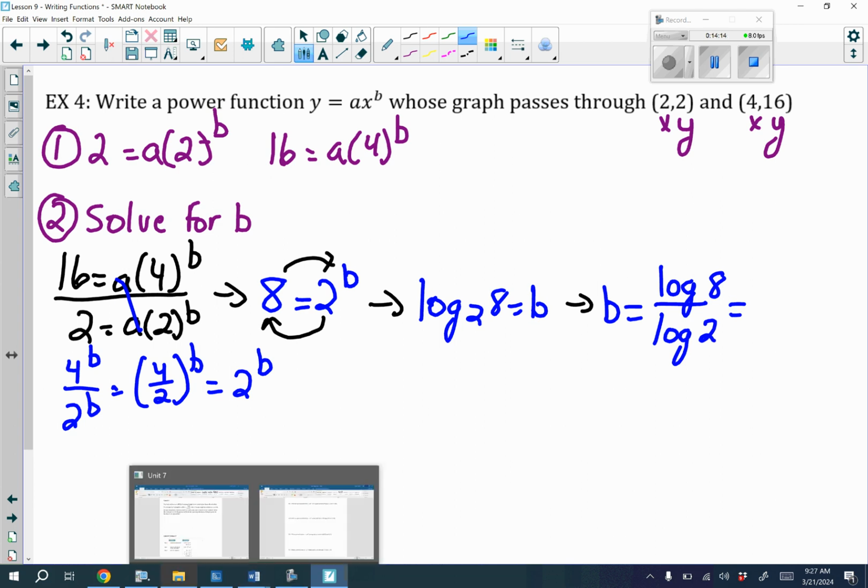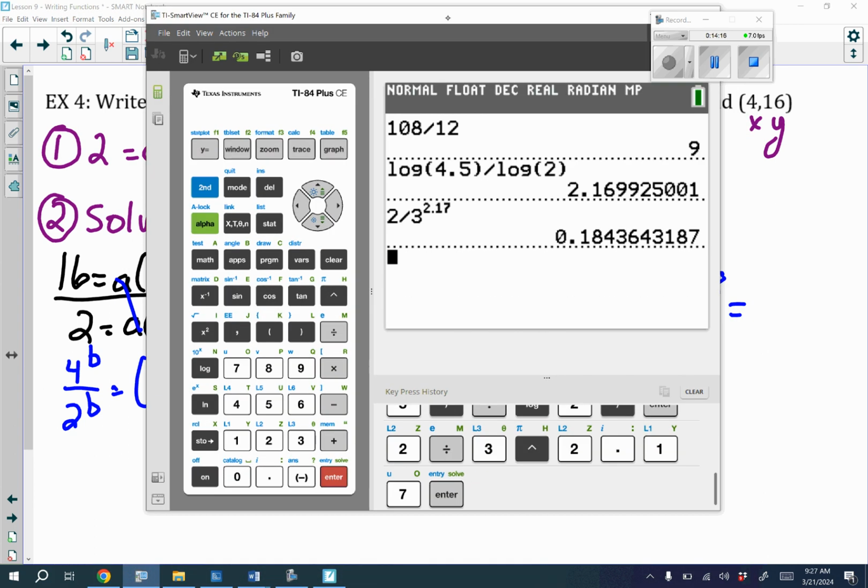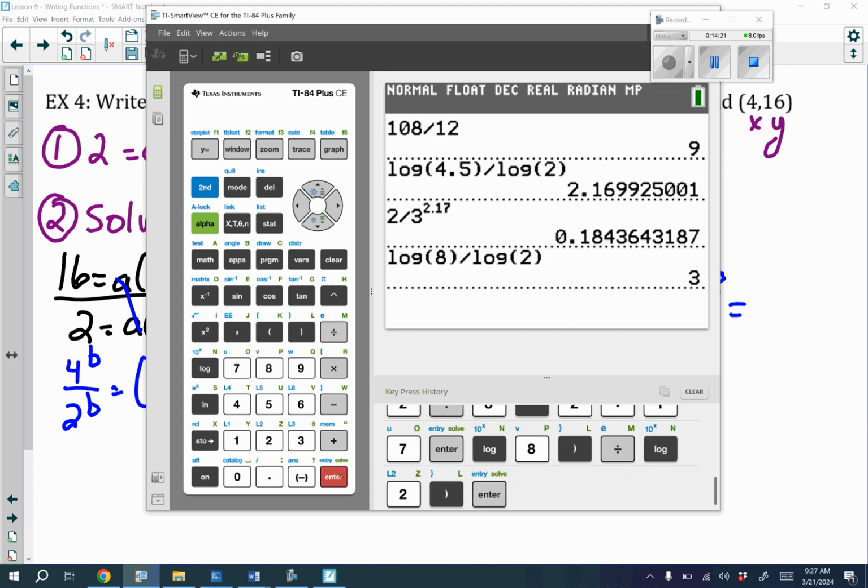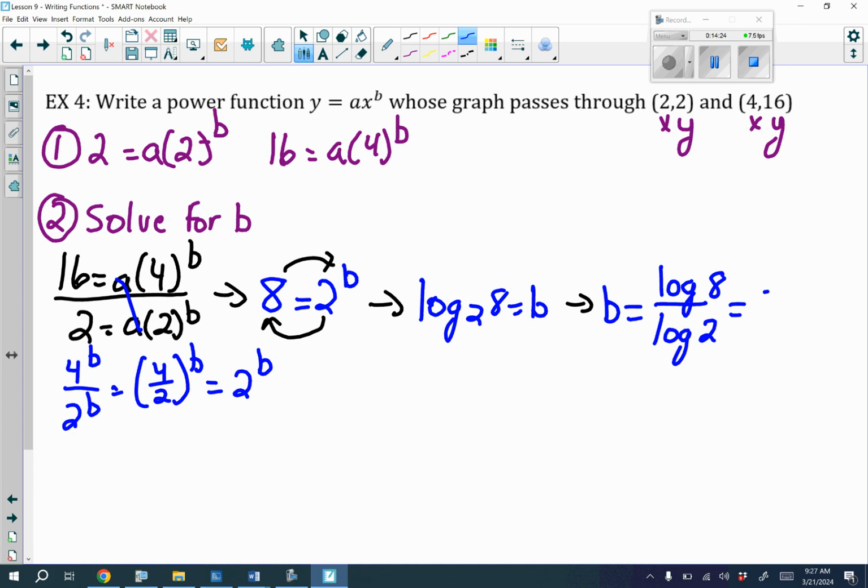And when I plug that in, and some of you may already know what this is going to give us, I divide that, it should give us 3. So my b value here is 3. Okay, now I'm going to solve for a. So once again, I'm going to take my b value and plug it into one of the 2 functions in my first step. I'm going to plug it into my first equation or function just because the values are smaller. So when I do that, I have 2 equals a times 2 to the 3rd power.